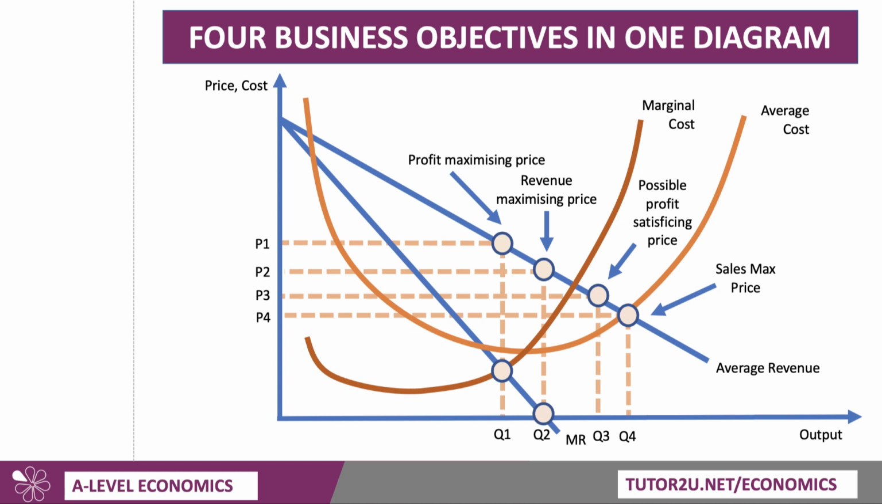Take a moment, take a screenshot if you want. Those are 4 different business objectives all on one diagram. Now, typically, you might be asked to discuss and evaluate these objectives in an essay question, but also you often get these on multiple choice questions, particularly the consequences of moving from one objective, such as profit maximization, for example, to revenue maximization. What are the consequences for profit and consumer welfare?